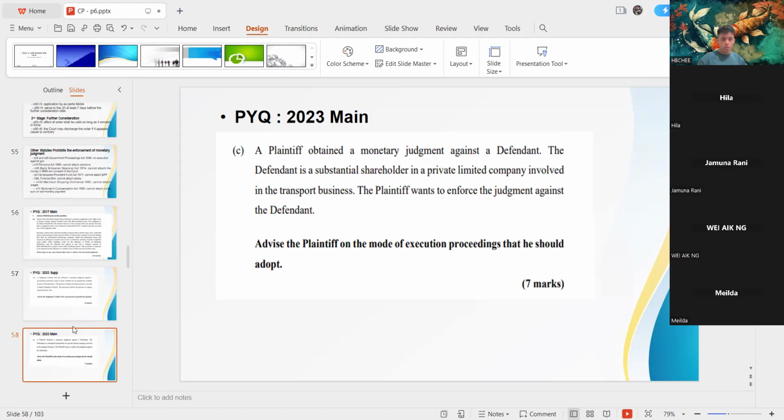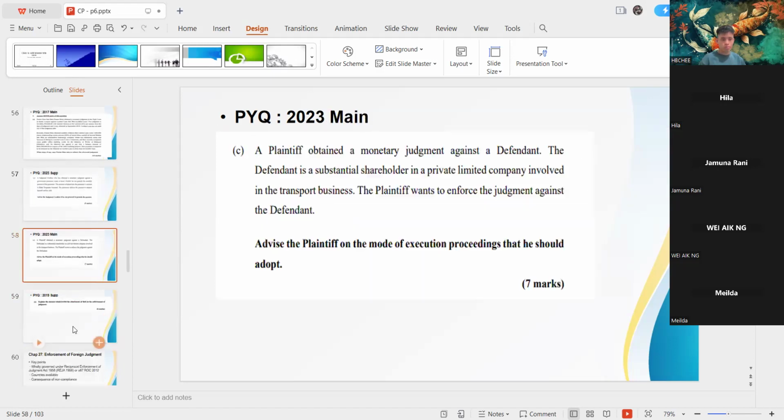Now we come to the next question. Sorry, this is not the last question. Okay, so this one, this is the last year paper as well, but this is our main paper. The plaintiff obtained the monetary judgment against the defendant. The defendant is a substantial shareholder in the private limited company, and the plaintiff wants to enforce the judgment against the defendant.